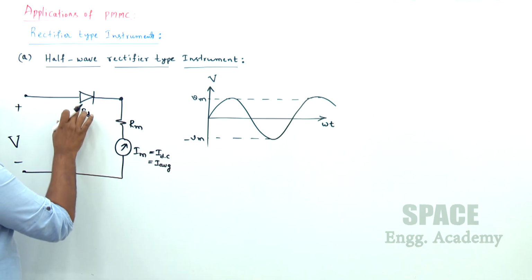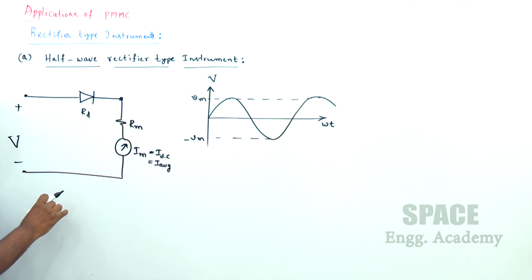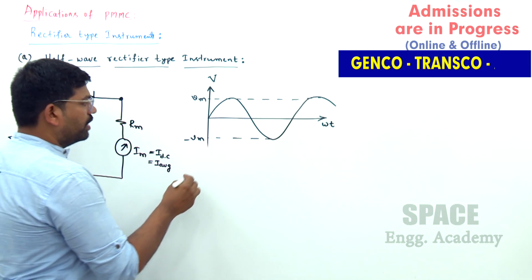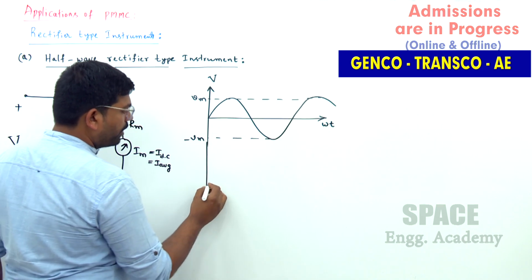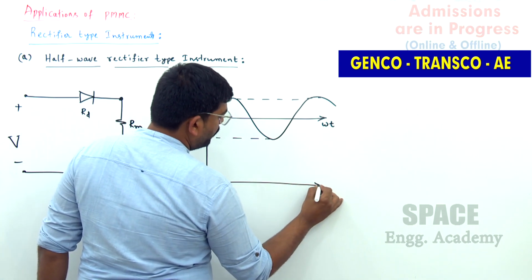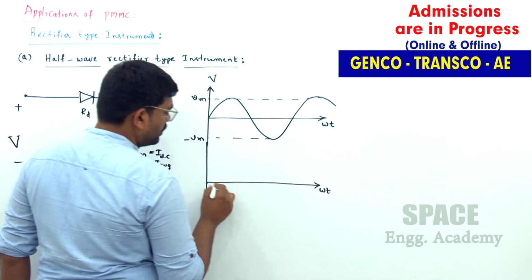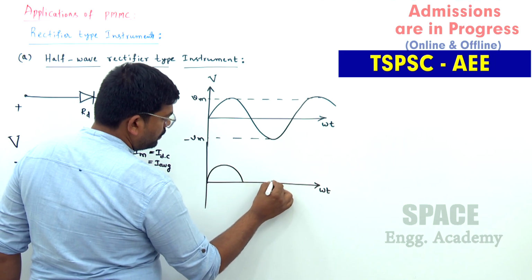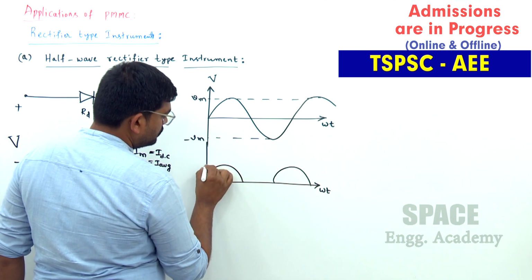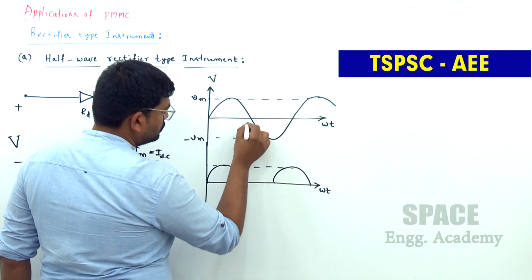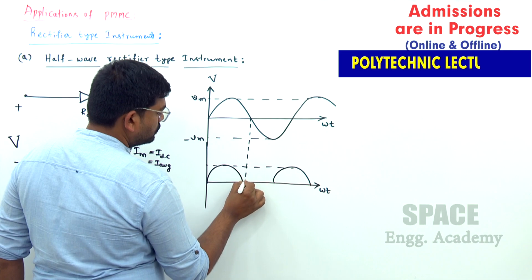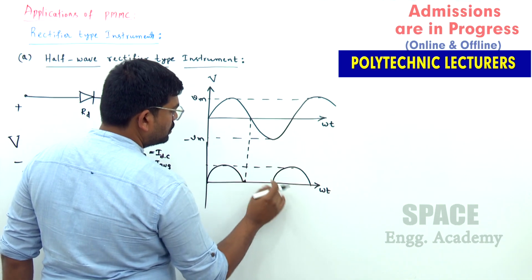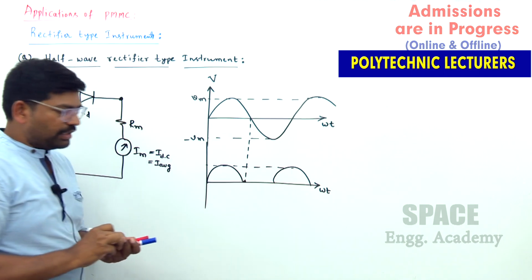Got the point? IM is unidirectional. How to get that current we will see, but before that, what is the output of a half wave rectifier? Like this we get. Here somewhere, so we take it like this.